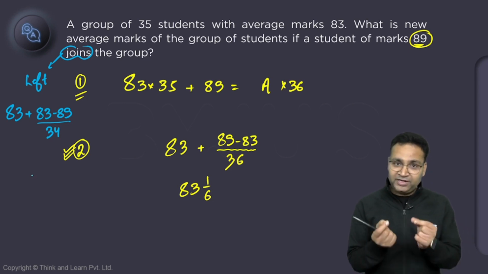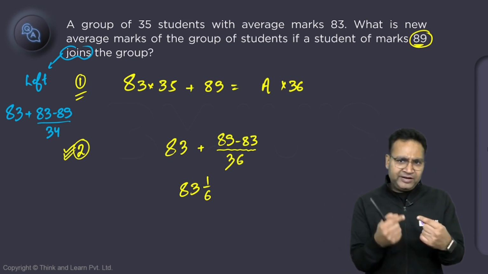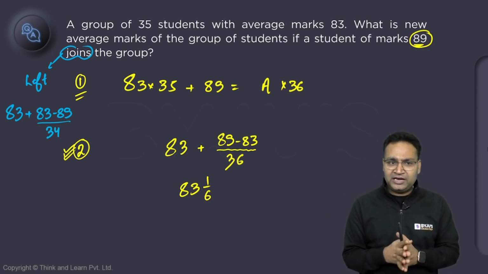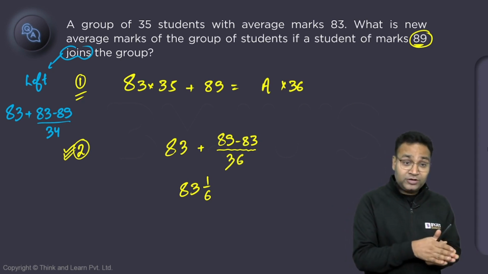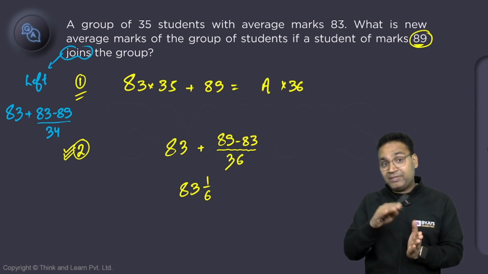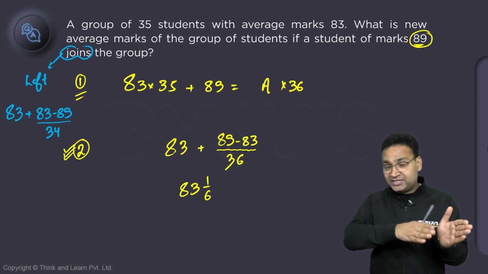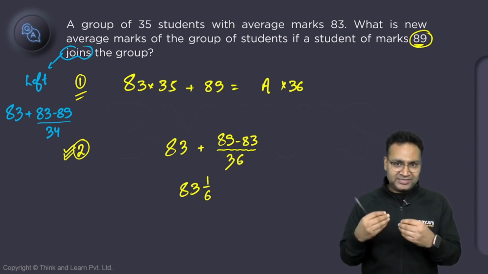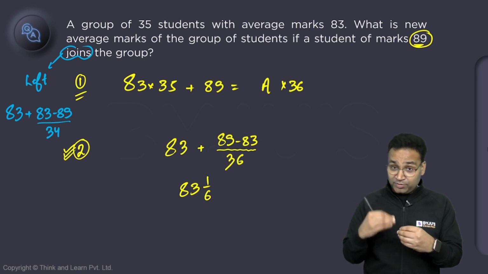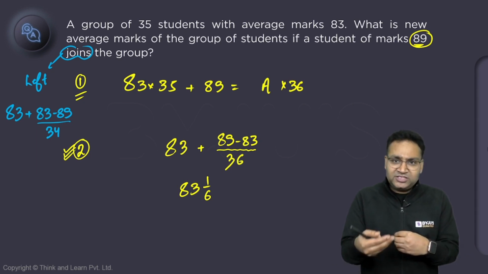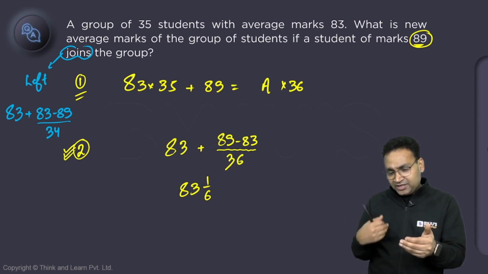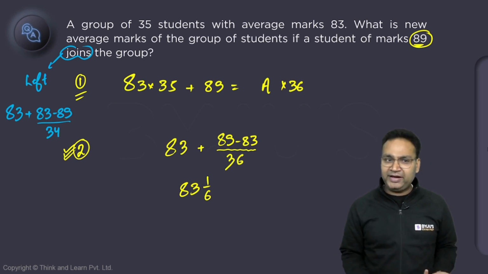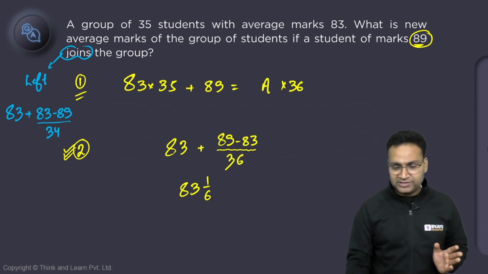So had it been a case of leaving, I will divide by 34 because the number of members now left is 34, and I would use 83 minus 89, average minus the person leaving. Had it been a joining case, it is person minus average. He is joining, so he is on the plus side. He is leaving, so he is on the minus. Simple.